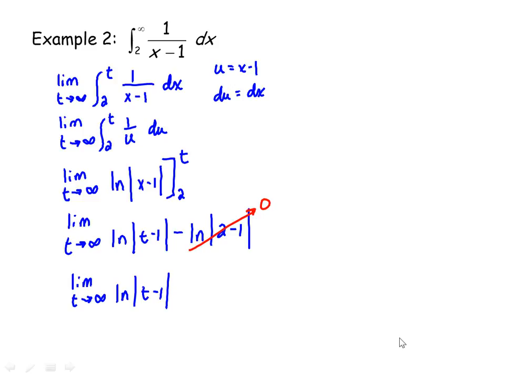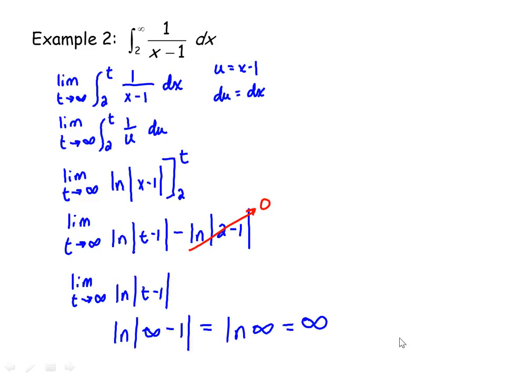Okay? Now, let's actually apply our limit. So everywhere we see a t, we're going to plug in infinity. So we're going to have the natural log of infinity minus 1. What is that? What is infinity minus 1? Infinity. And how am I going to figure out what the natural log of infinity is? Cheat sheet. It's on your cheat sheet. The natural log of infinity is what? Infinity. Okay.